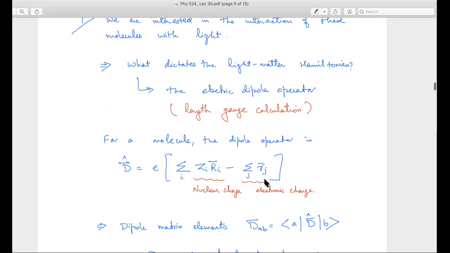And then I have the sum over the coordinates of all the electrons basically, so R_j. If I have one electron, sum over one. If I have two, sum over two, and so electronic charge sum, and the whole thing is multiplied by e, which is greater than 0, so 1.6 × 10^-19 coulomb, which is the charge of the electron. The sign of the electron is taken care of by this negative sign.